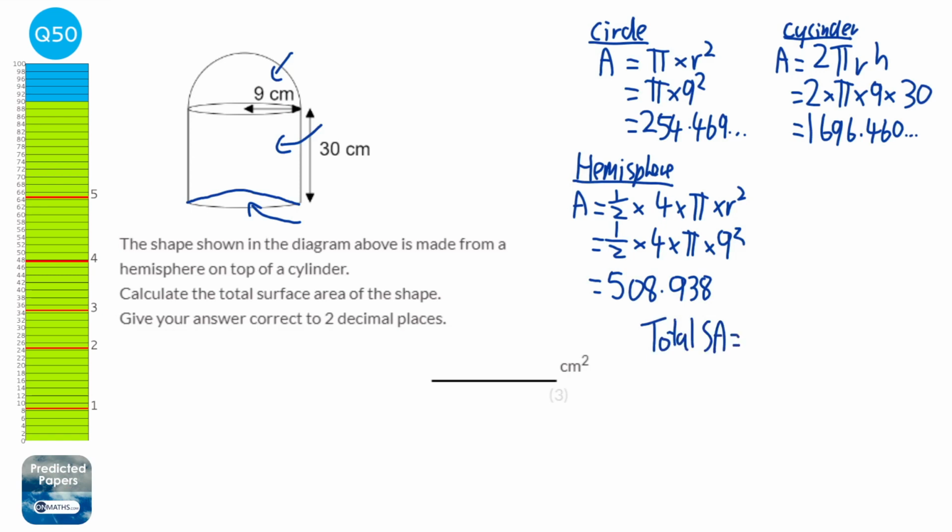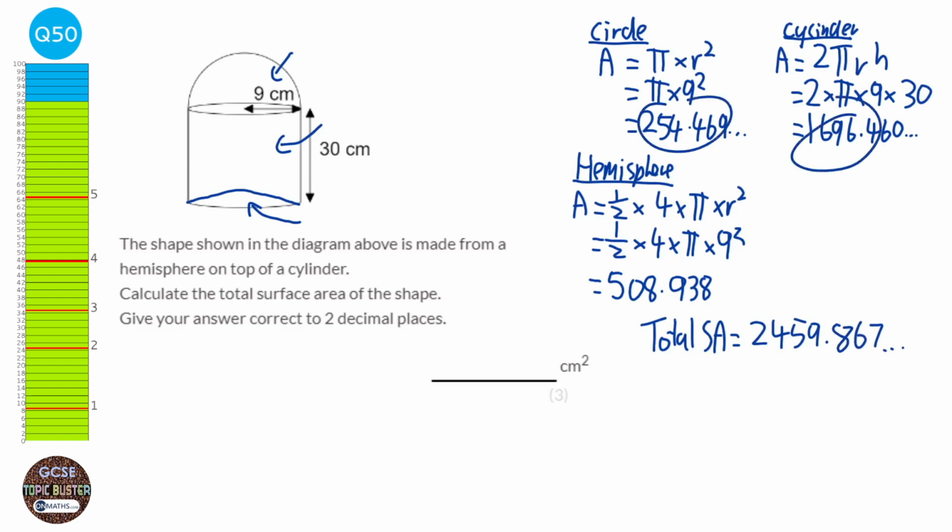The final thing is to work out the total surface area. We're just going to add up all these numbers together: 254.469, 1696.460 and 508.938. And we get 2,459.867... Do make sure you show the examiner that you're adding these 3 here.